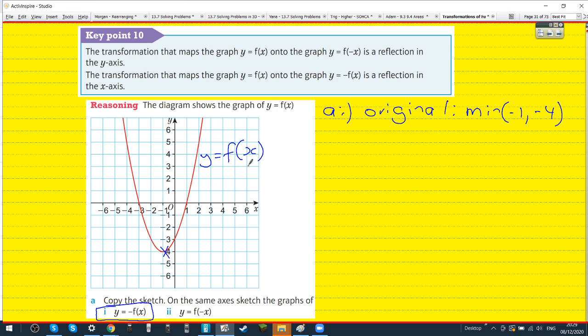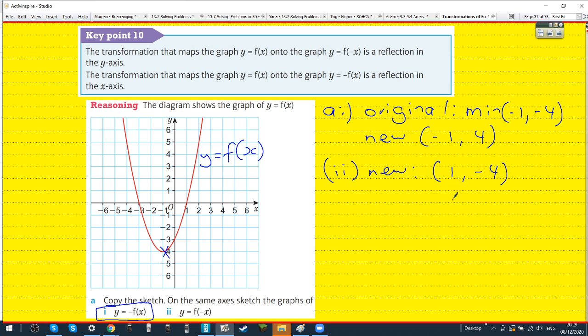This is y is equal to f of x. Where would it be in y equals minus f of x? Would it be positive 4? Well, positive 4. And so the full coordinate? Minus 1 comma 4. Yeah. All right. Yep. How about part 2? Would the new coordinate be 1 comma minus 4?